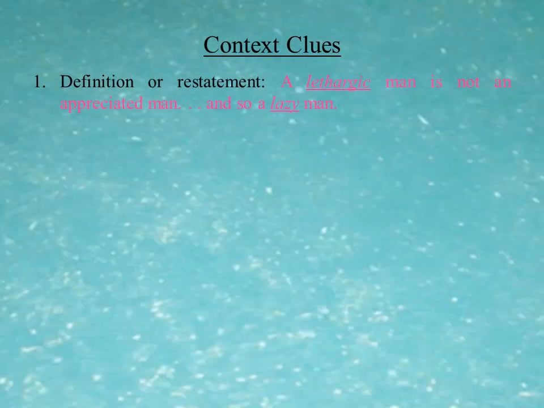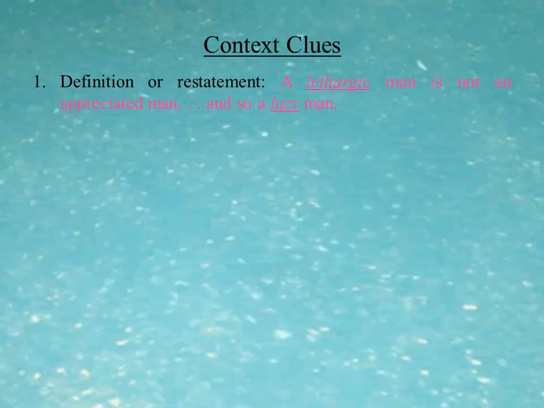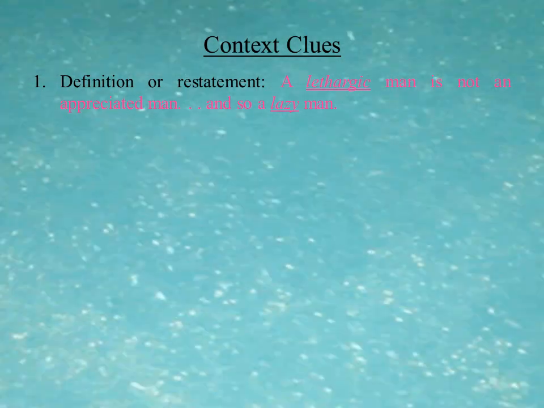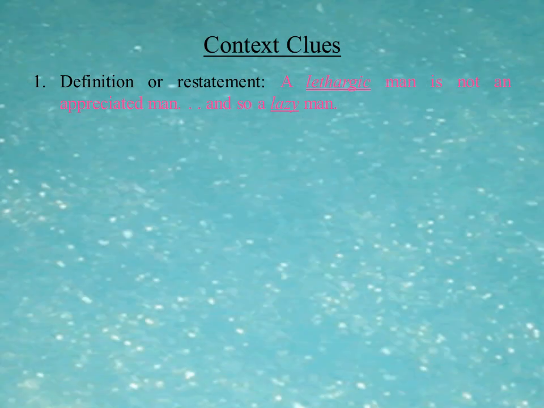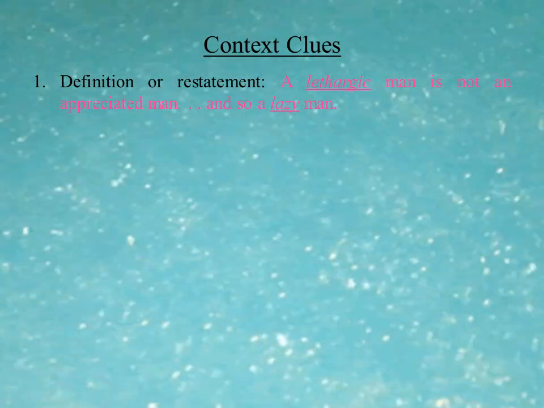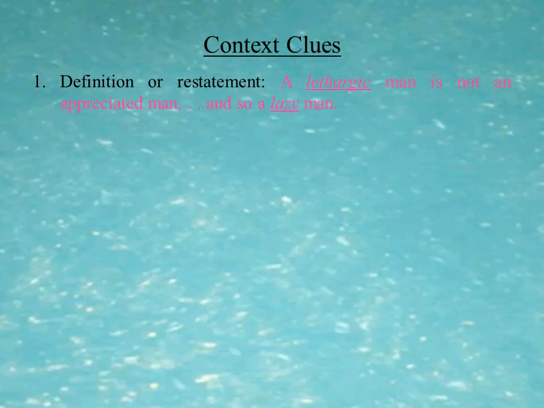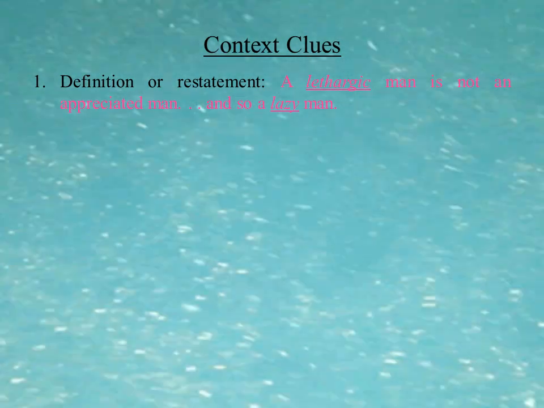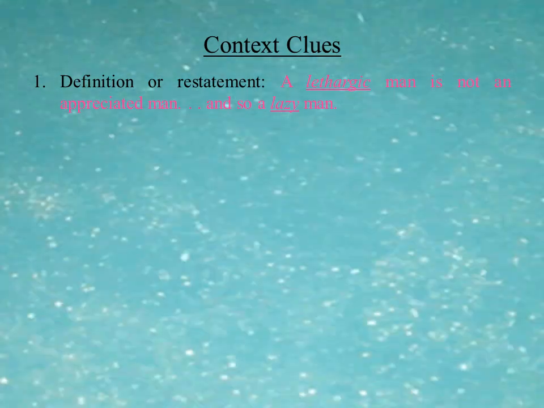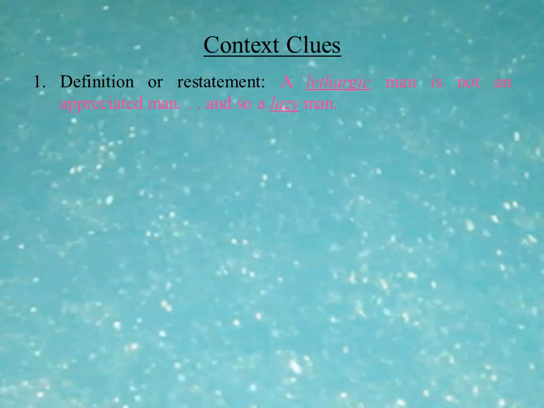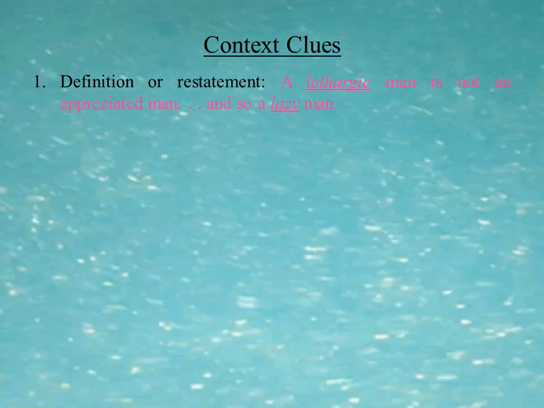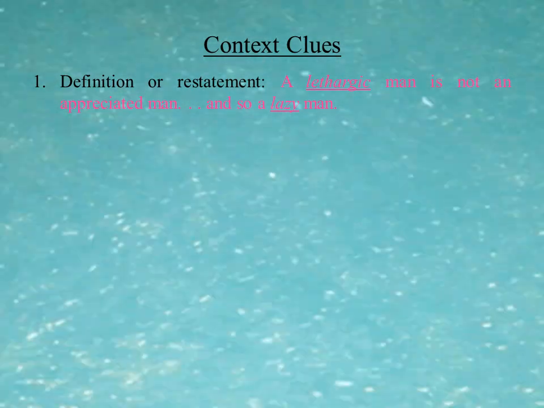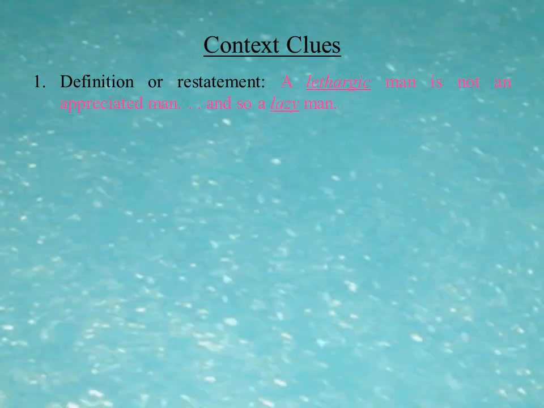We shall see the 6 types of context clues with some examples. An unfamiliar word's meaning is assumed through a definition or restatement. Look at the given example. A lethargic man is not an appreciated man, and so a lazy man. If the word lethargic looks unfamiliar to the reader, it is restated in the next line as lazy. In this way, restating the unfamiliar word provides a hint for the reader to guess its meaning.